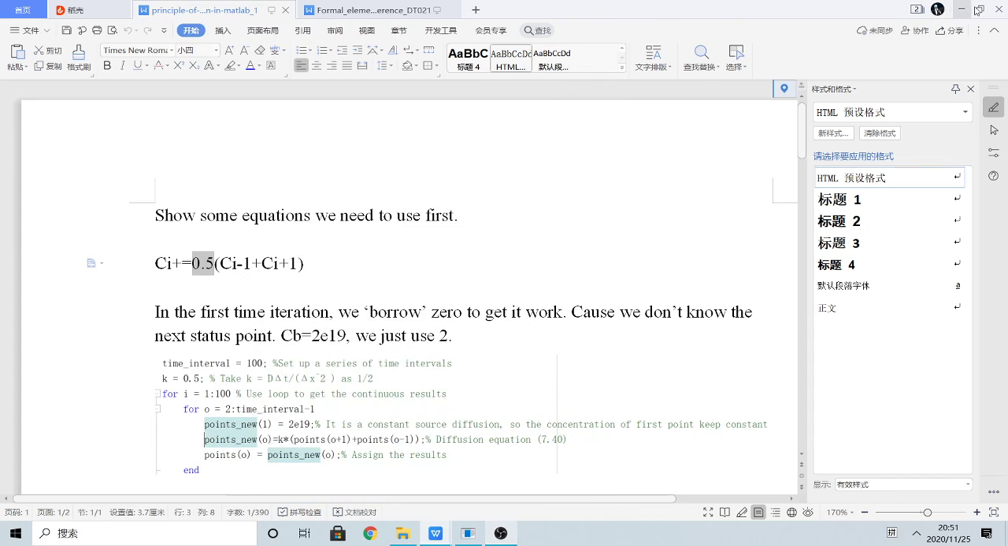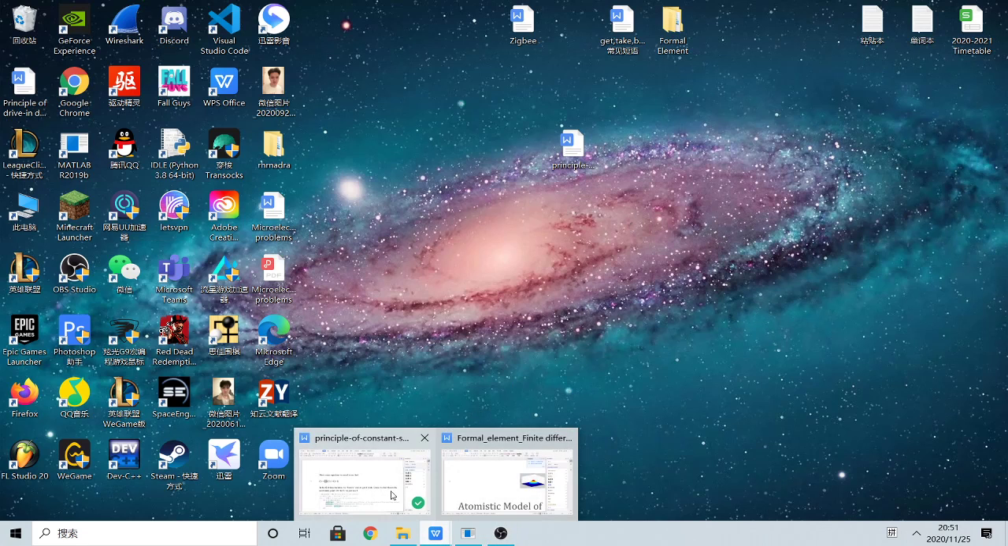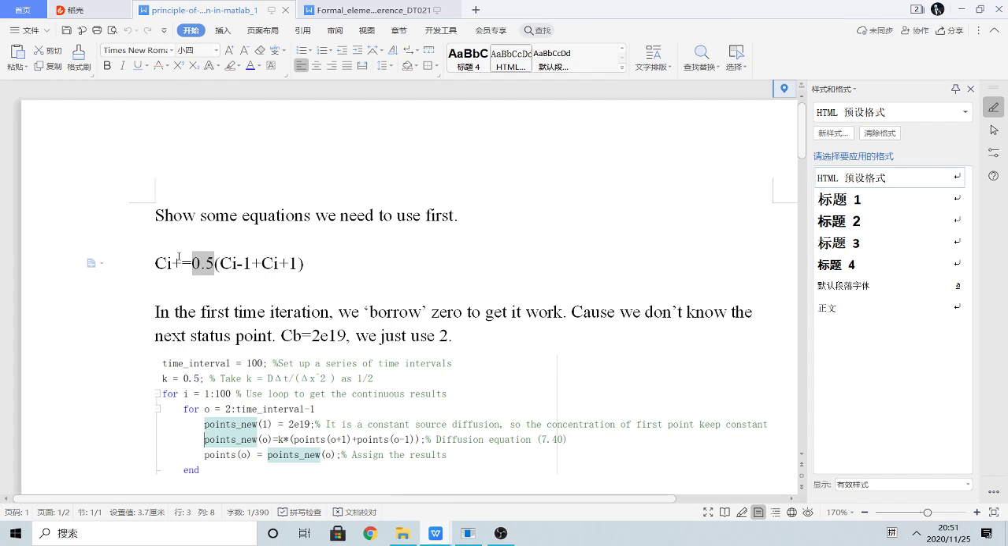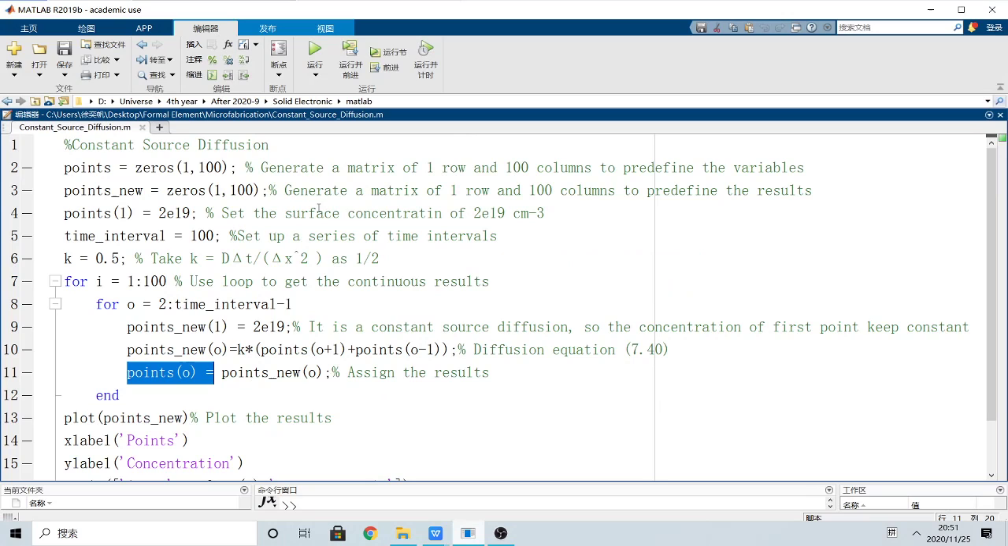Hello, and I'd like to talk about the constant source diffusion model in MATLAB code. Kevin gave us the finite difference equation, so we need to represent it in MATLAB. Let's see the MATLAB code first.